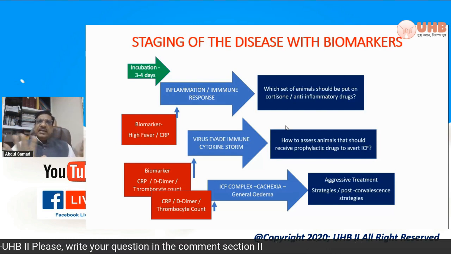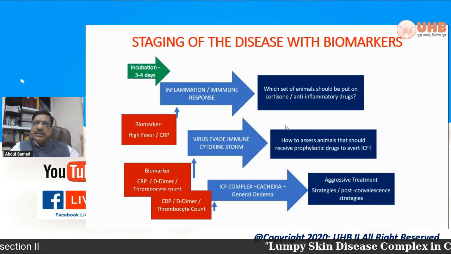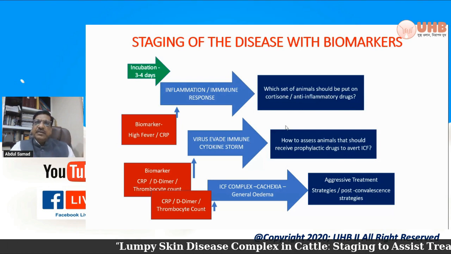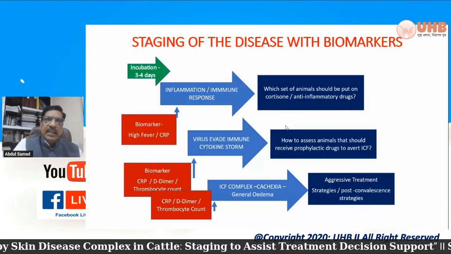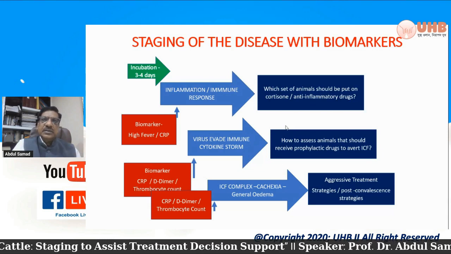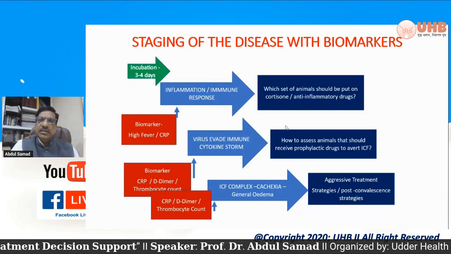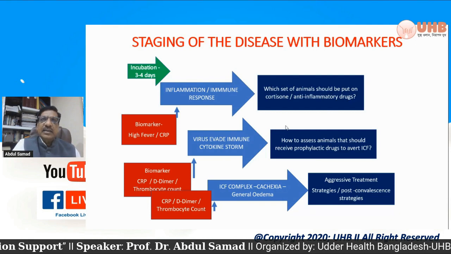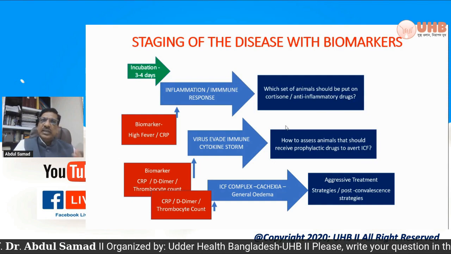So basically, these are the three stages. As I have said, the first stage is the immune response stage, where it is only the virus which is multiplying and the body is responding. The second stage is the one we call the ICF stage. The ICF stage, I'll describe what the symptoms are. And then the third stage is the complicating stage, wherein you have cachexia and lingering types of lesions and symptoms like you see in dengue fever.